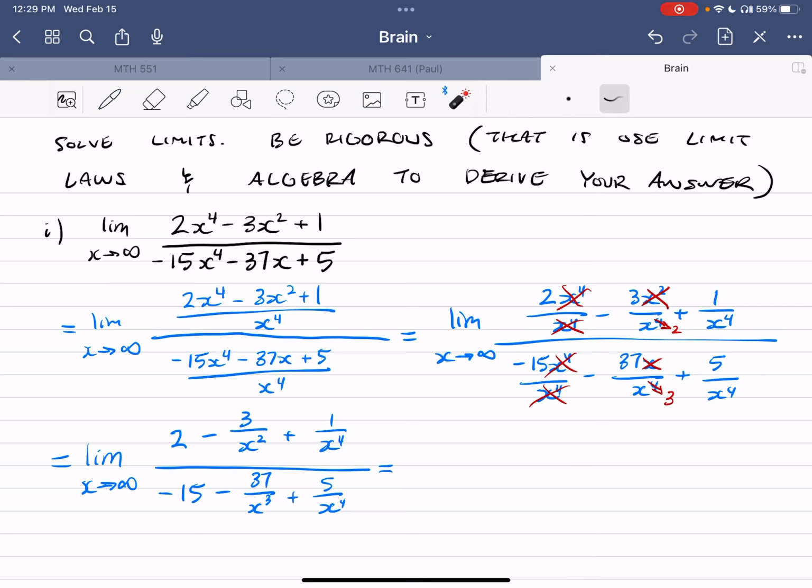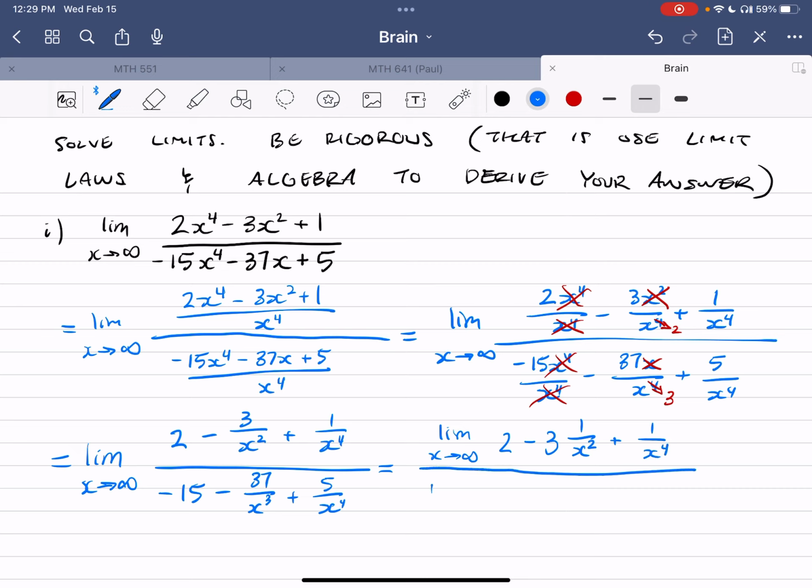Now I'm going to push my limit to the numerator and denominator. This is why I said the limit laws are kind of useful, just not always. So we get the limit as x goes to infinity of 2 minus, I'm going to push this 3 out front as well, plus 1 over x to the fourth, divided by the limit as x goes to infinity of negative 15 minus, and I'll do the same here, push this 37 up front, 1 over x cubed plus 5 times 1 over x to the fourth.